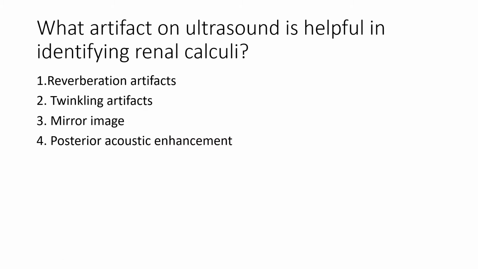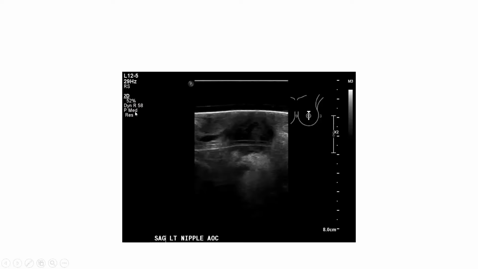Okay. What artifact on ultrasound is helpful in identifying renal calculi is the question. So, the options are reverberation artifacts, twinkling artifacts, mirror image artifact, and posterior acoustic enhancement. Let's go by the options one by one. So the answer is twinkling artifacts. This is your reverberation artifact.